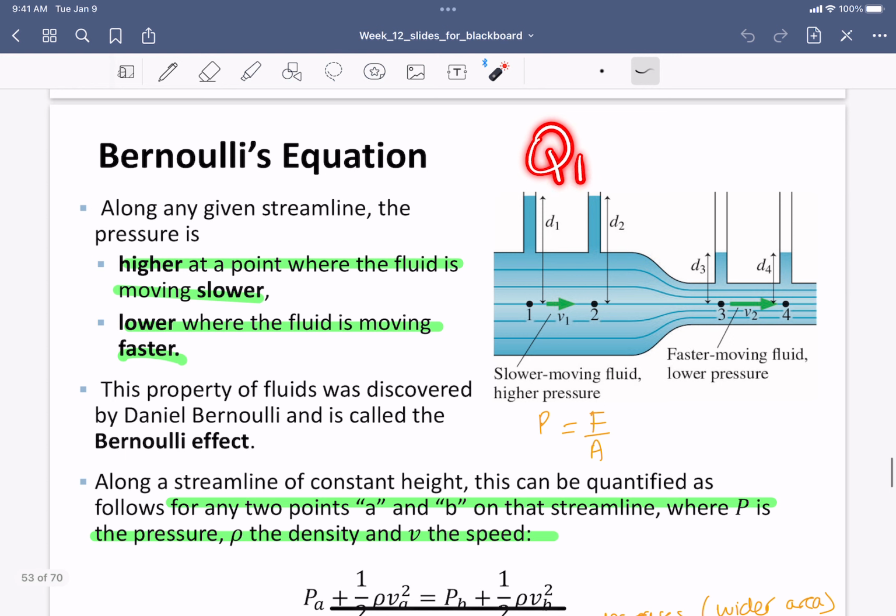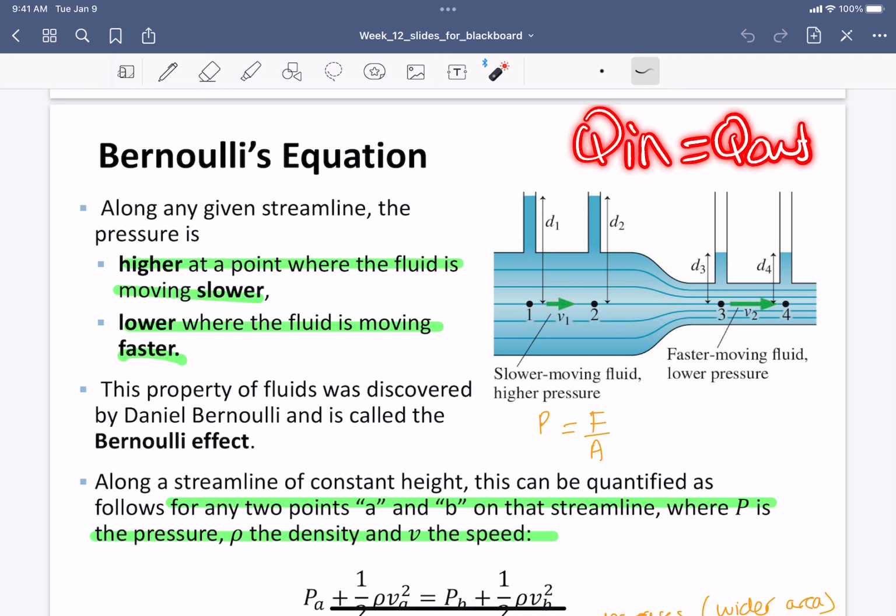Because I know I have to have Q in equal to Q out, right? Well, if it's blocked, you would think that you're going to get less blood flow through here, right? Because it's blocked. If I have a lot of plaque or something, the flow is going to be blocked. But in order to ensure that Q in is equal to Q out, I'd have to increase speed.